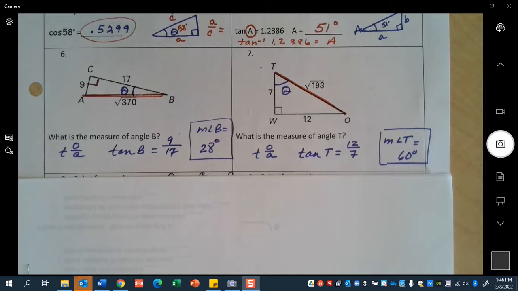Questions on how to solve for B and how to solve for the measure of angle T? Anybody want me to go over it? Anybody not understand it? Ask me a question, pretty please with sugar on top.